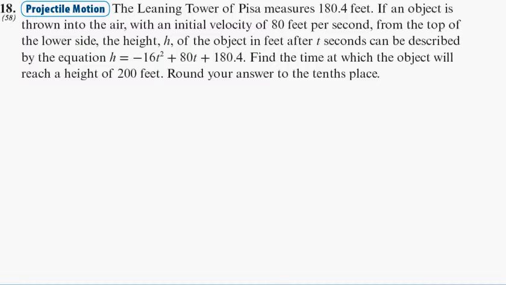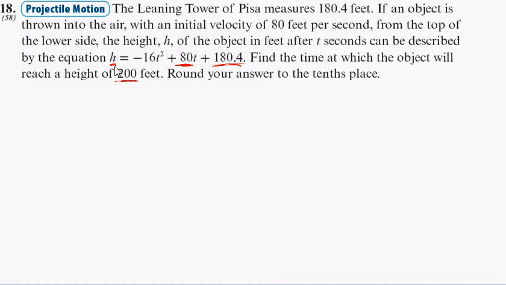Okay, so you can see they actually gave you a lot of the information right here. They gave you the velocity and plugged it into the right location. They gave you the height of the tower, plugged it in right here. The only thing you need to find is the time at which the object will reach a height of 200 feet. So you know your height is 200 feet, so you're going to plug the 200 into the h spot and then solve for t.